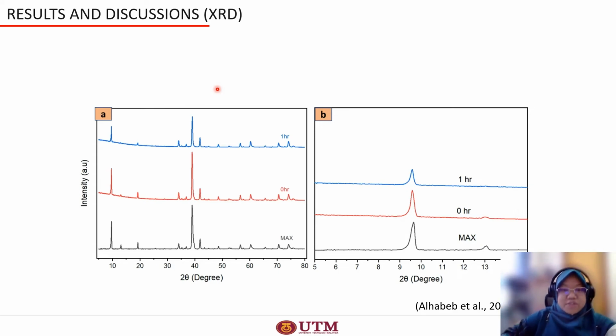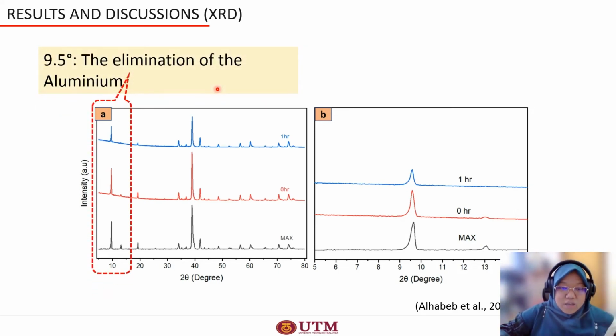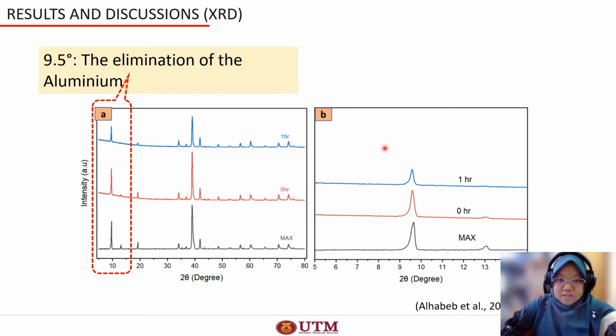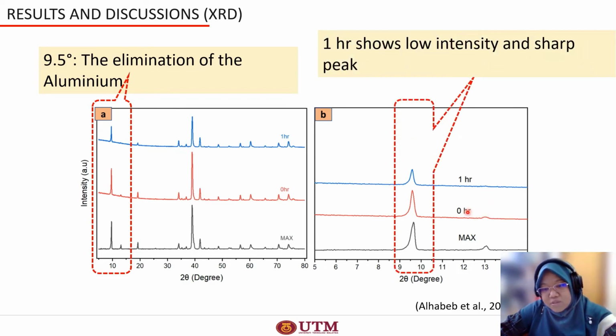So this is the result for the XRD. As we can see here, we are going to focus on this area, which is the 9.5 degree. At this area, there is more highlighting on the elimination of the aluminium. From figure B, as the time for the bath sonication increases, we can see that the intensity and the shape of the peak become sharper. So from this XRD result, it shows that as the time increases, there is more elimination of aluminium, producing a better MXene. In this case, the 1 hour MXene is more delaminated compared to the 0 hour one.